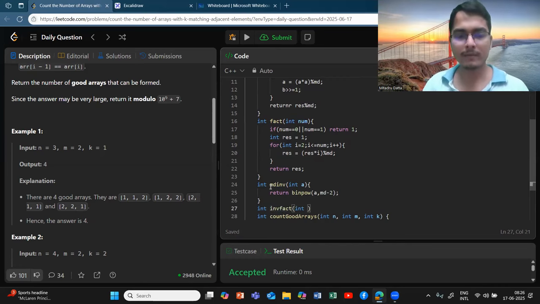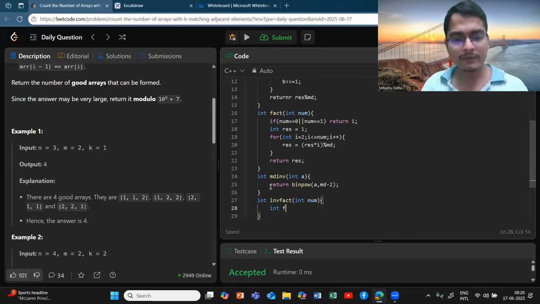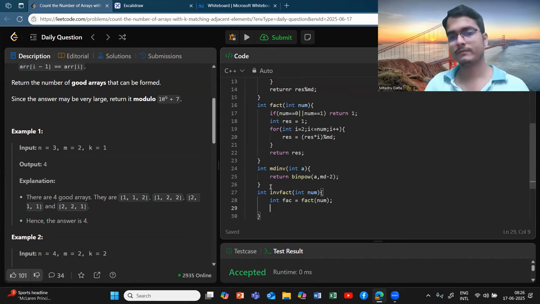Inverse factorial of a number, let's say num. First, you go and calculate the factorial. So how will you calculate the factorial? Just do fact of num. That's very easy. Then you calculate the inverse, the mod inverse. Anything factorial you need to calculate, anything inverse you need to calculate, just do mod inverse. Inverse factorial is nothing but the mod inverse of the factorial.